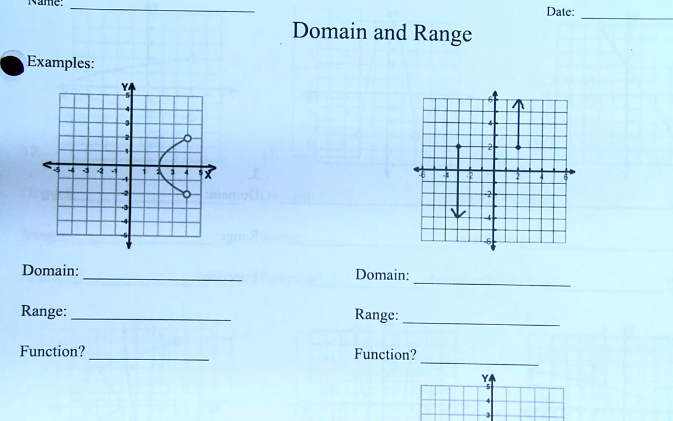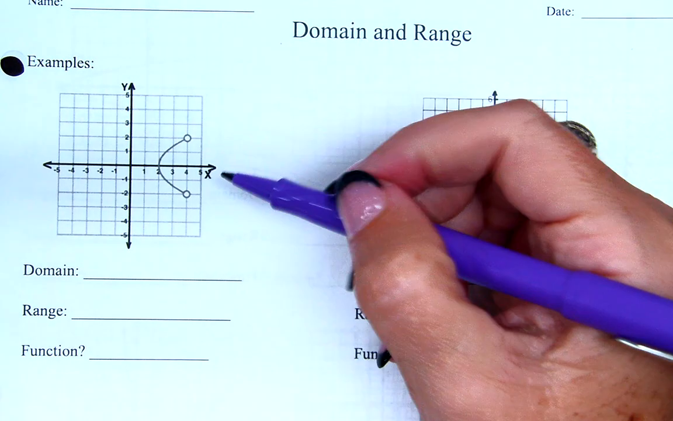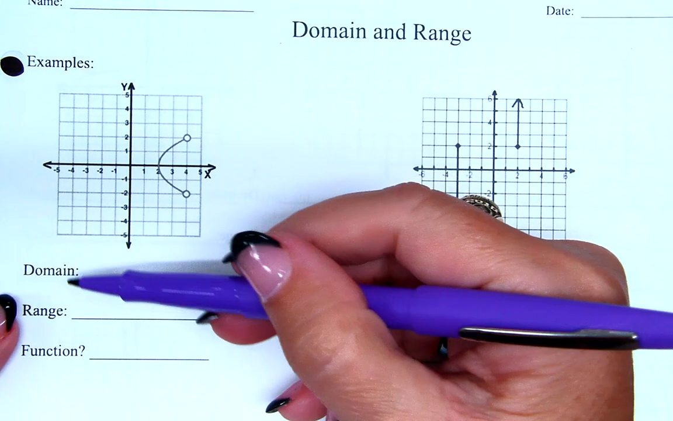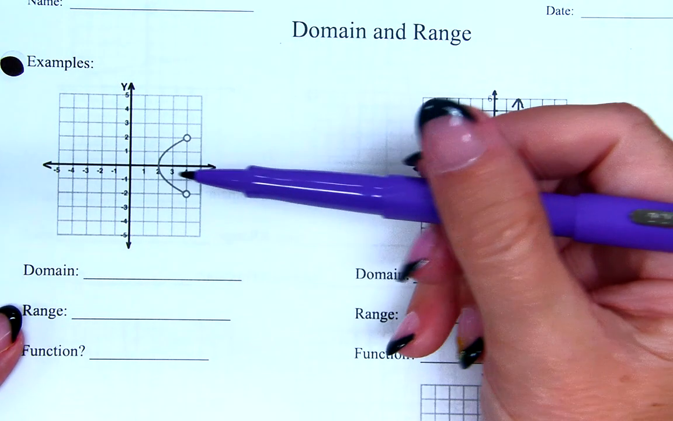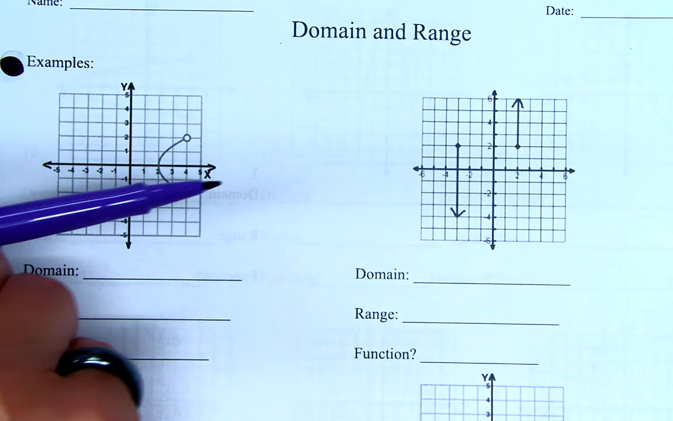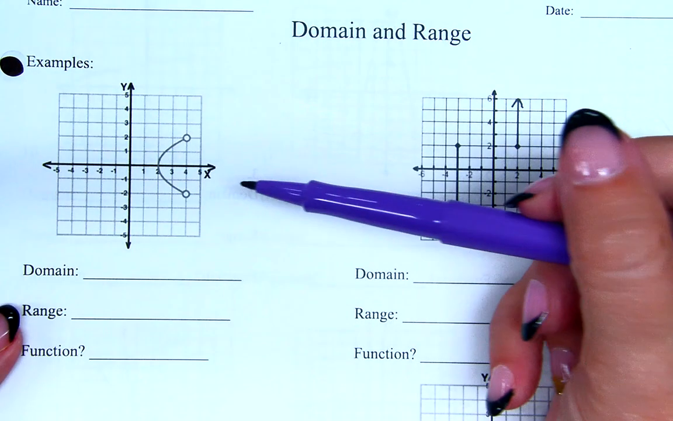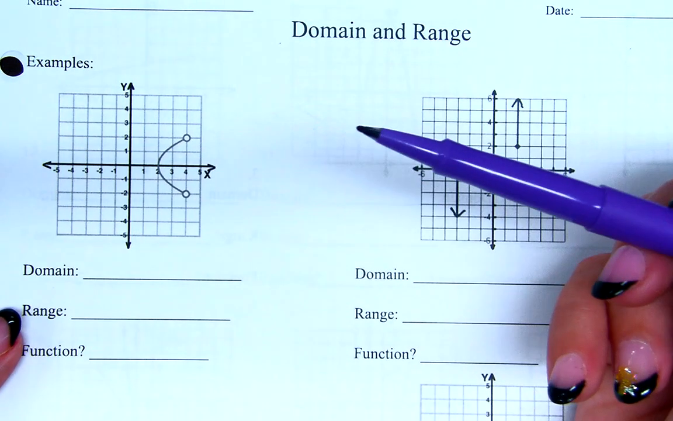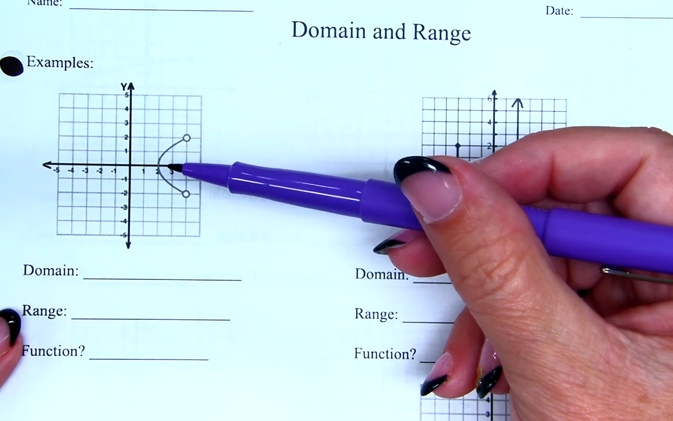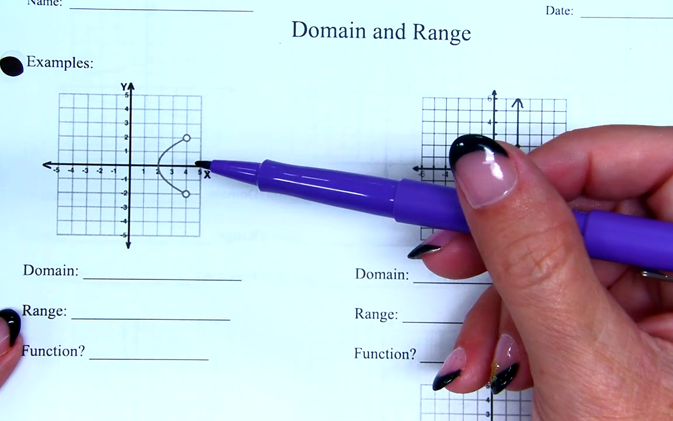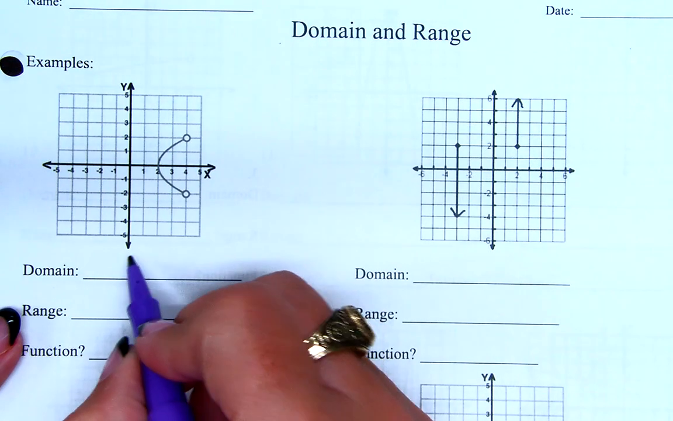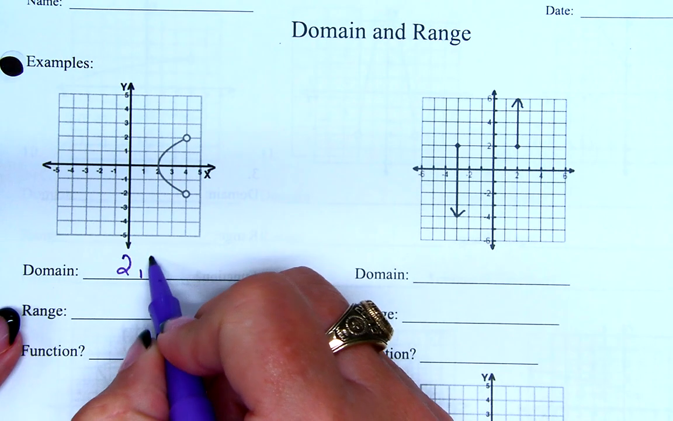You ready? So let's look at this first one right here. Talking about domain, we're thinking how far left does it go? How far right does it go? So what do you think? How far left does it go? To 2. And how far right does it go? 4. To 4. So is it okay if we write like this, from 2 to 4?